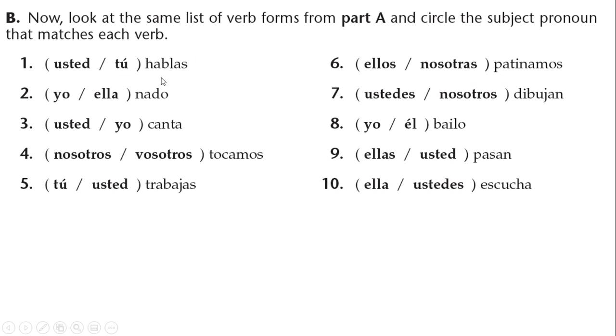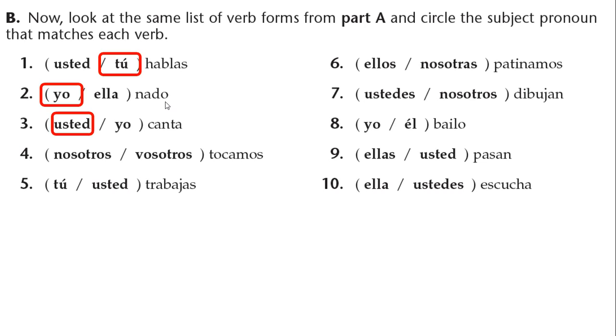Okay, so we have those same words from part A: hablas, nado, canta. Decide who the person is. So hablas ends in AS, so that's the yellow box. We're in circle 2. Nado ends in O, that's the blue box. We're in a circle yo. Pause the video so you can attempt the rest of them and then restart to check your answers.